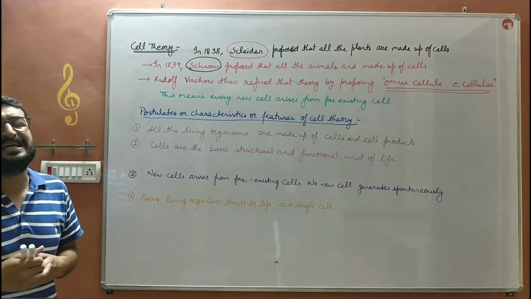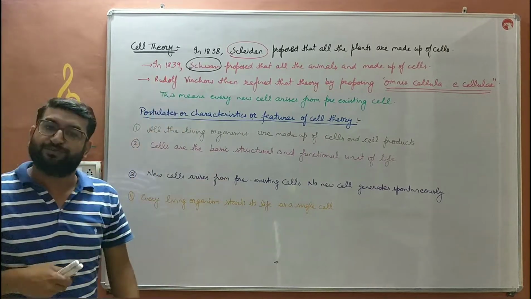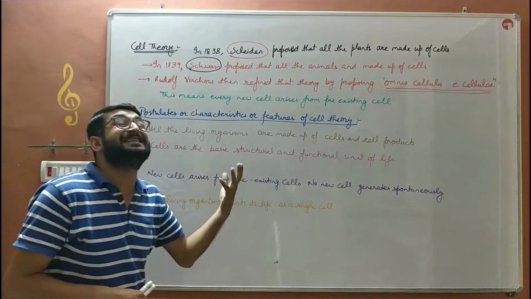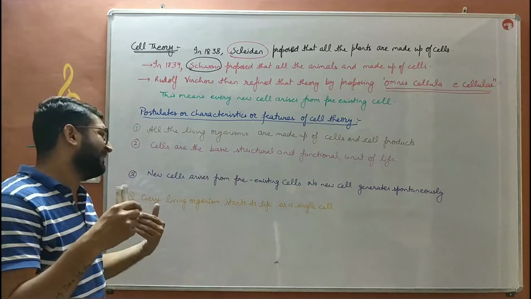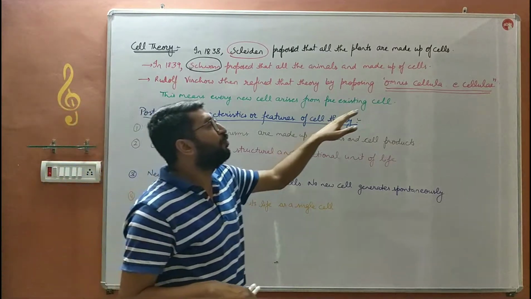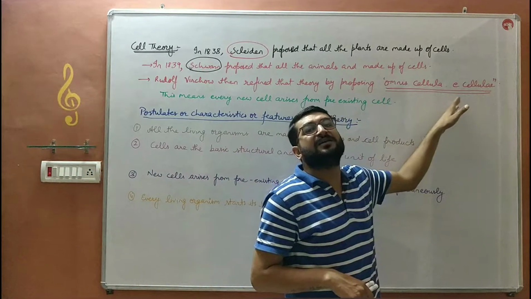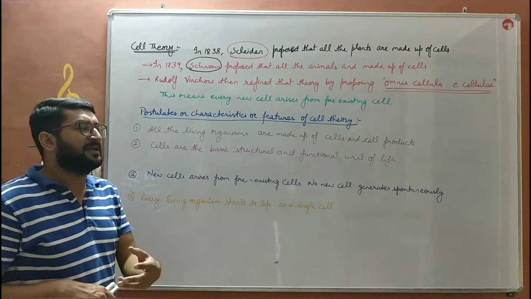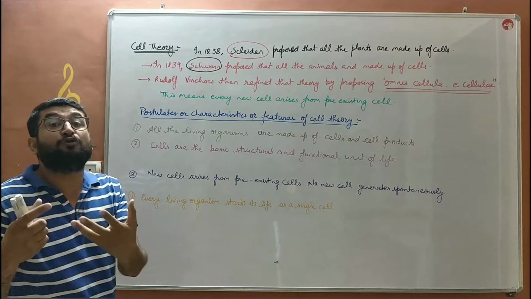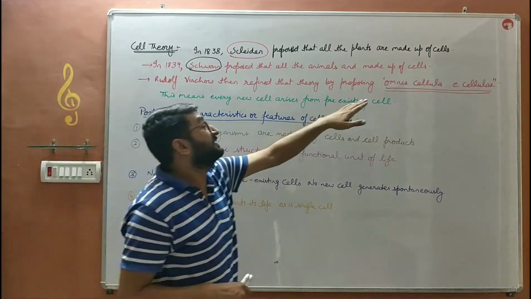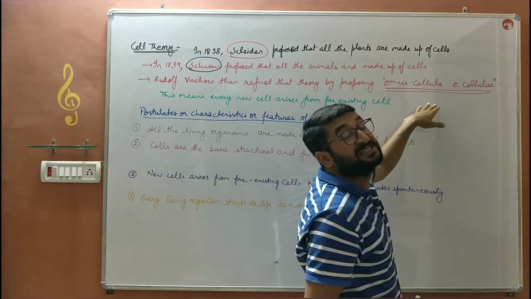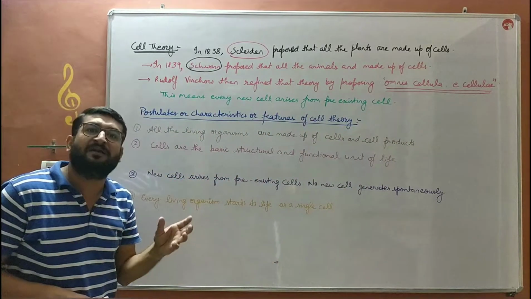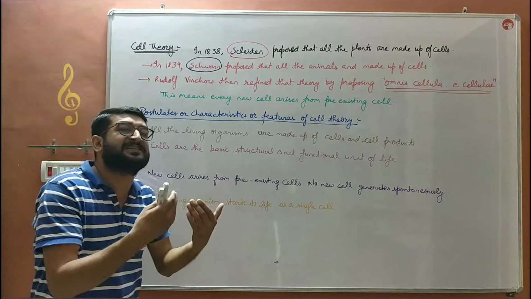Then a scientist named Rudolf Virchow refined that theory, and he gave an epithet, that is omnis cellula e cellulae. It's just like मुहावरों जैसा है. What does that mean? Omnis cellula e cellula का meaning क्या है? It means that every new cell arises from pre-existing cell.